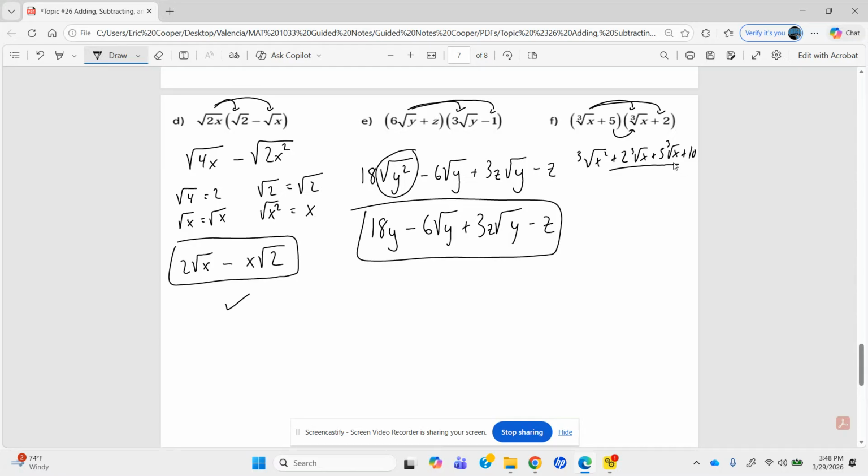But these are like radicals. They both have cube root of x. So they will combine. 2 plus 5 gives me 7 cube root of x plus 10. So again, this won't combine with this because this is x squared and this is x. And this won't combine with 10 because it's just 10 by itself. So this is our final answer here.